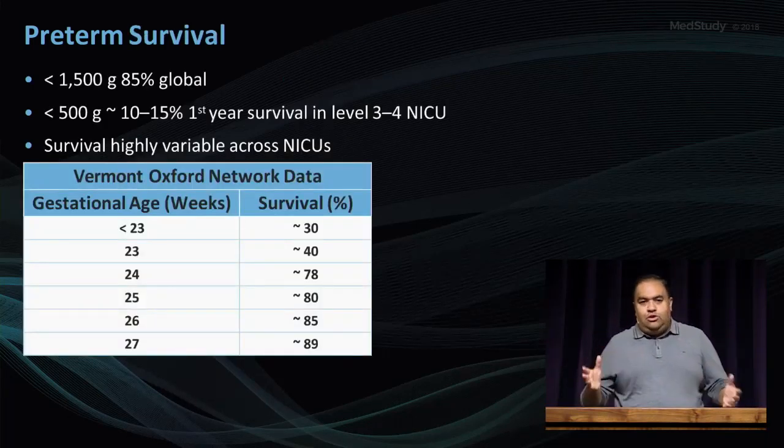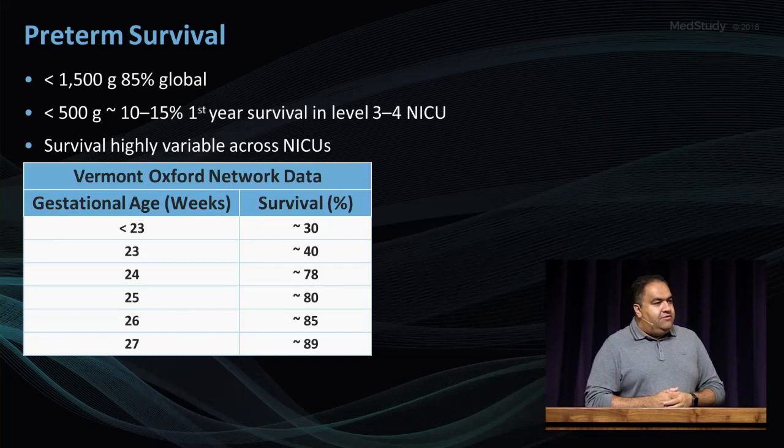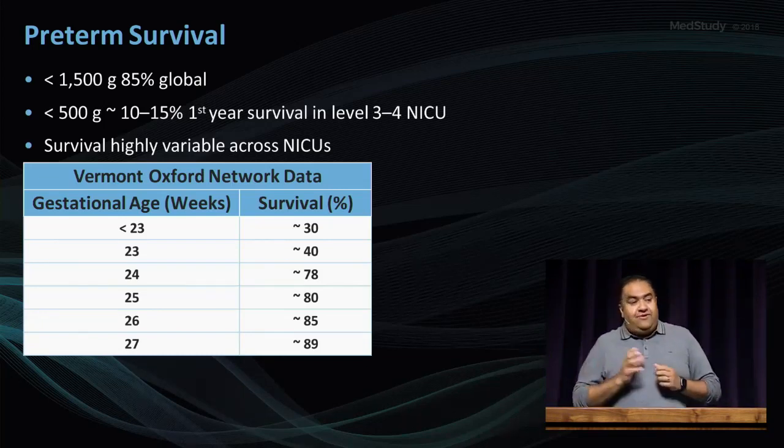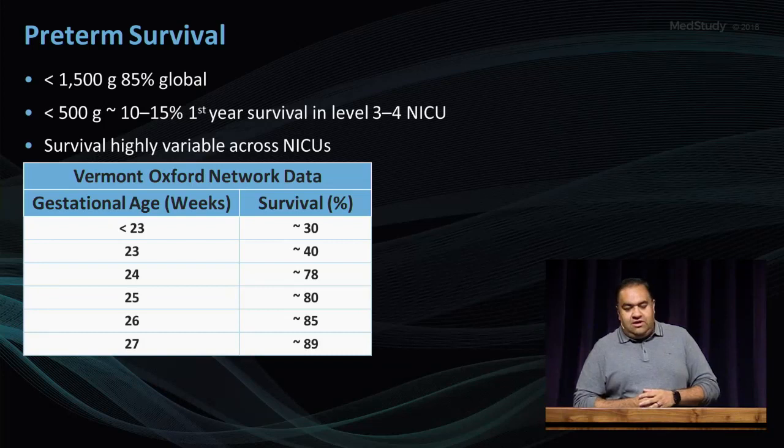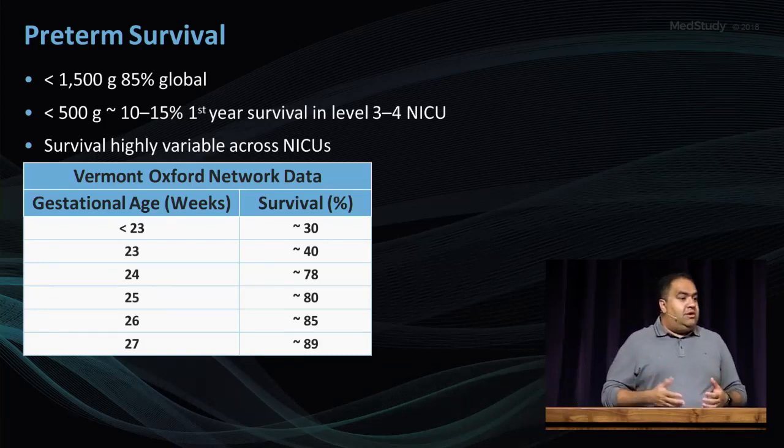Survival, if you look globally, less than 1,500 gram infants, there's about an 85% survival. And if you look at the less than 500 gram infants, that's about the weight of your Coke cans, that's 10 to 15% first-year survival if they are born into a level 3-4 NICU facility.